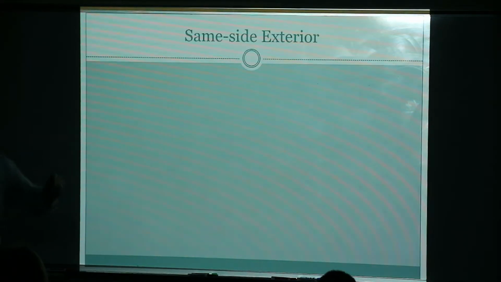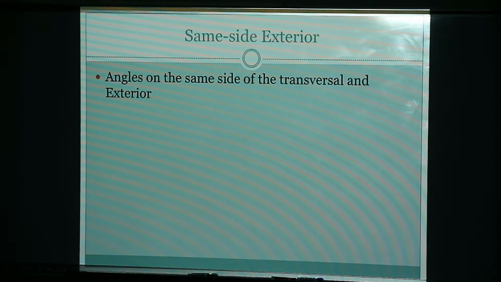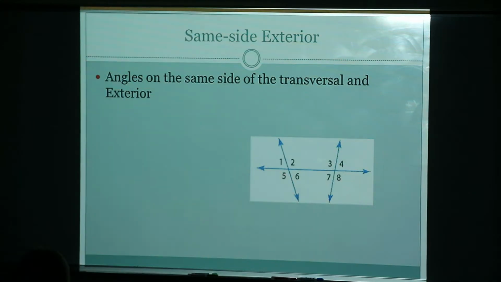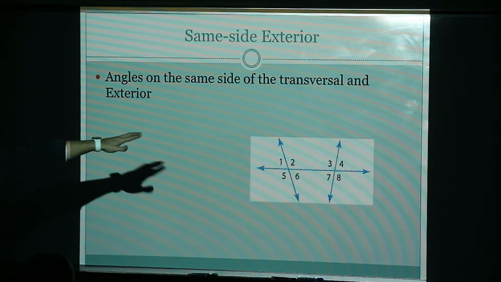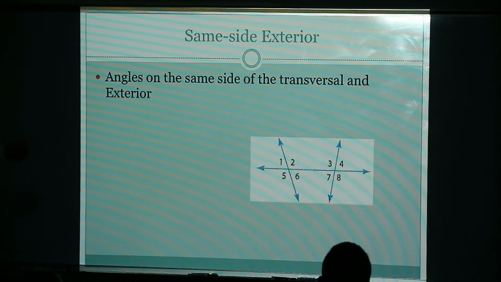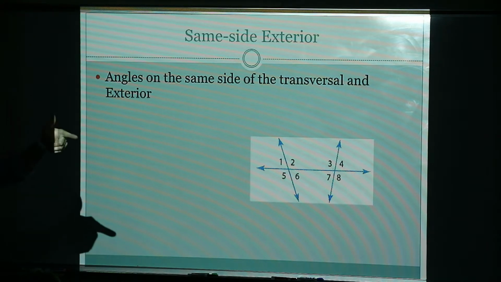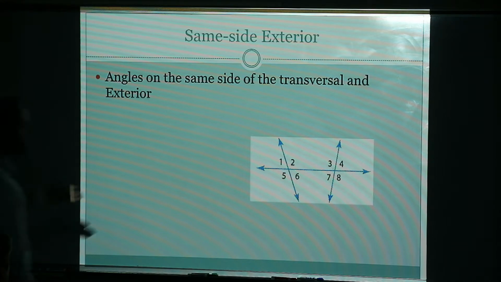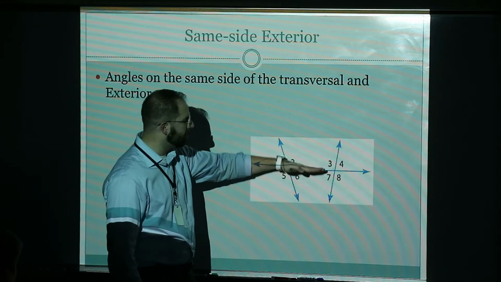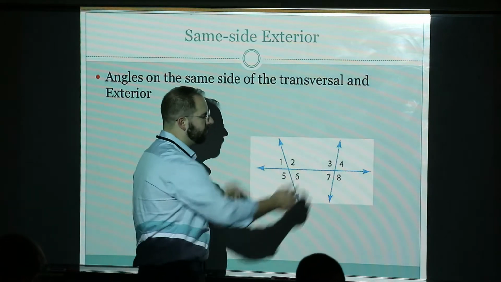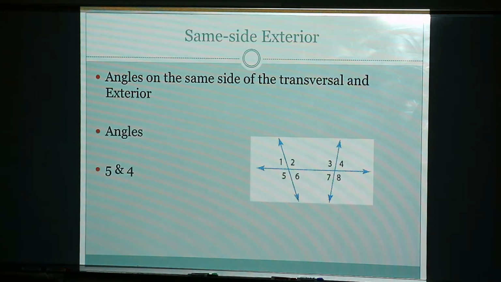Same side exterior now. Same thing. So on the same side, but now they're exterior angles. So on this particular problem, angles on the same side of the transversal, but they're on the exterior. So here's my picture. What are the exterior angles on the picture? 1, 4, 5, and 8. In fact, the angles you just picked are the correct pairs. So same side, so they're on the same side of the transversal, so either top or bottom half. And they're exterior, so 1 and 4, that first pair you picked.